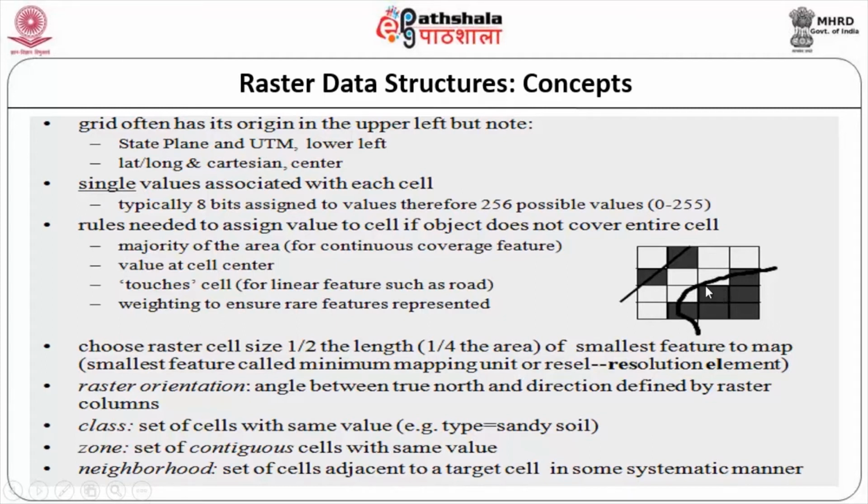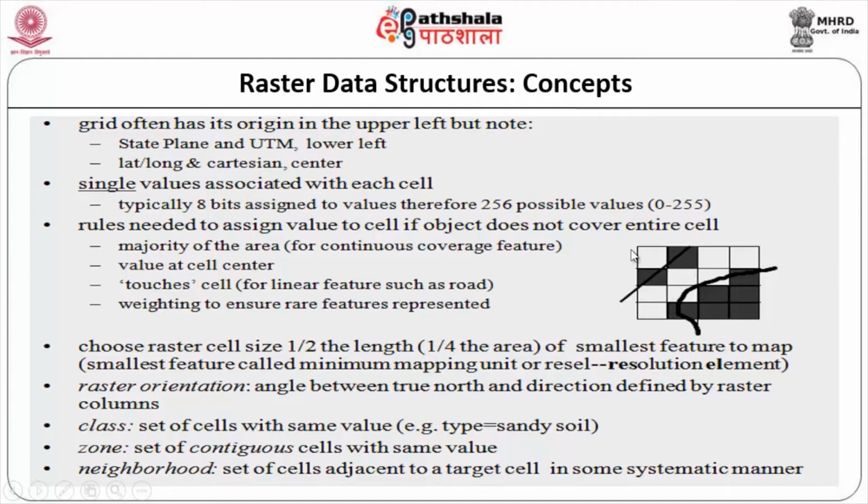We check whether the coverage will be more or less, and normally we look at the values at the center of the cell. At the center of the cell, whatever that particular object is, the cell will be given the value of that object. When you have a problem like this with a road network or river bodies, you take the center again, and it takes whichever it touches. For example, this one does not touch, whereas this particular small bit is touching that road, so this cell will be attributed that value. We also sometimes give weightage based on the rare features being represented.